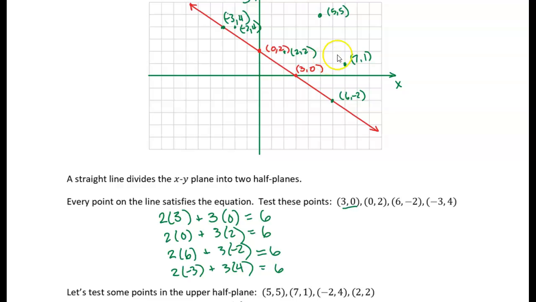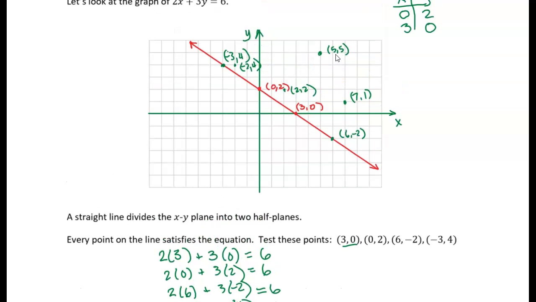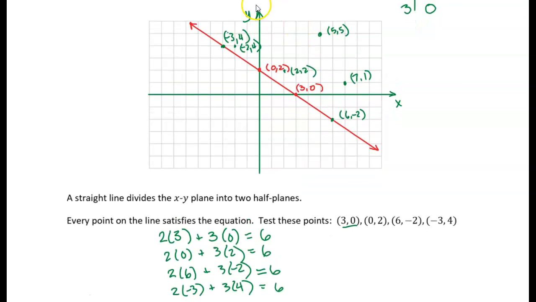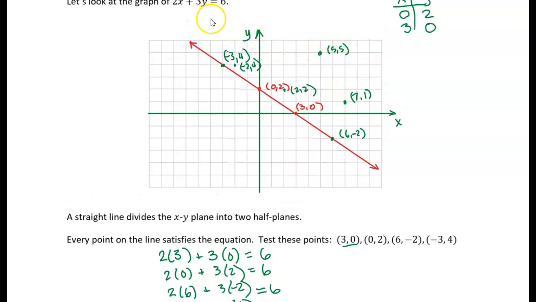Now it turns out if I pick any point above this line, the line that represents 2x plus 3y equals 6, and I plug it into that equation, I get a value that's greater than 6. Okay? So anything on that half plane, where the line essentially divides the Cartesian coordinate plane into two parts, if I evaluate any of those points using this equation, I get a value that's greater than 6.